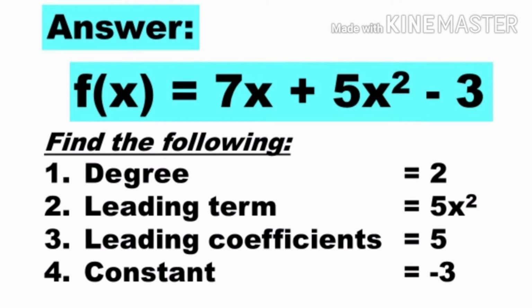And ang leading term, ito yung may pinakamataas na exponent. Yung term na may pinakamataas na exponent, which is the term is 5x squared. And then the leading coefficient, ito yung coefficient ng pinakamataas na exponent na term, which is 5. And then constant is ito yung walang kasamang variable, which is negative 3.